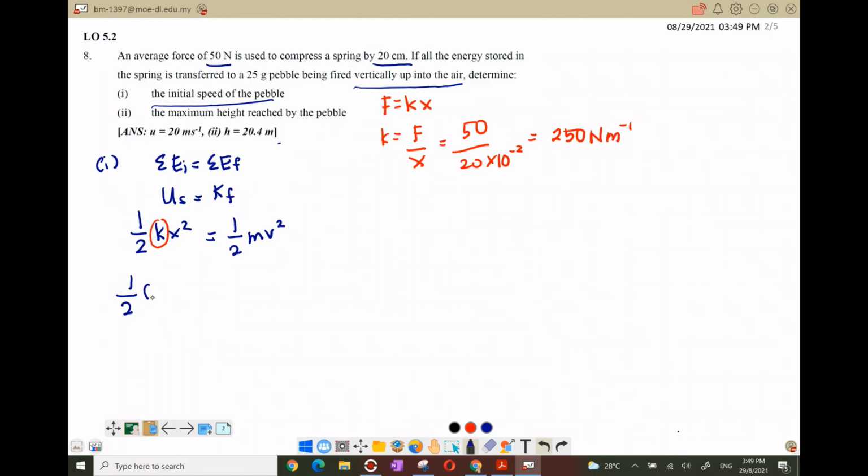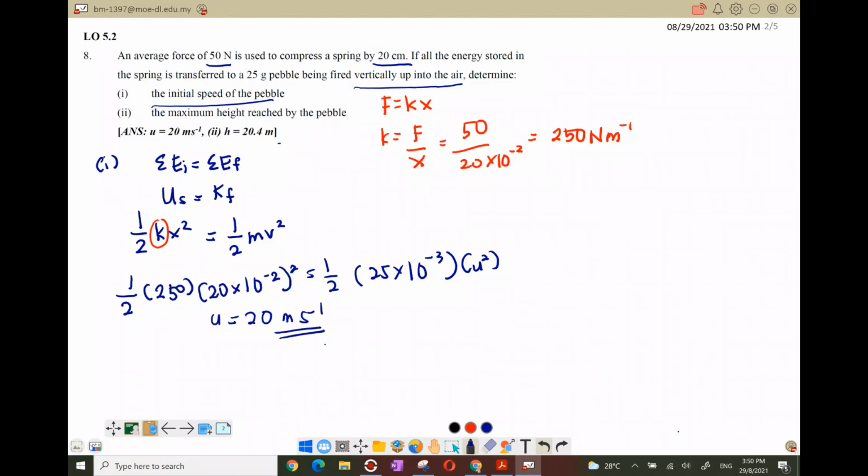After that, we substitute the value of the spring constant into the general equation, and there we put the value of x in SI unit, equals to half, mass is 25 times 10 to the power of negative 3, we need to convert gram to kilogram, and then u. Lastly we get u equals to 20 meter per second. So this is the initial velocity of the pebble.